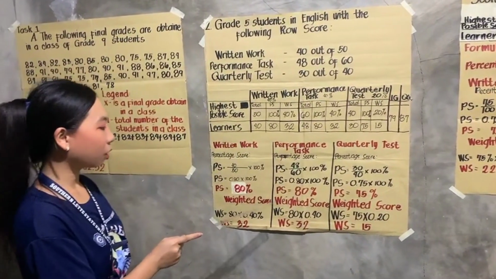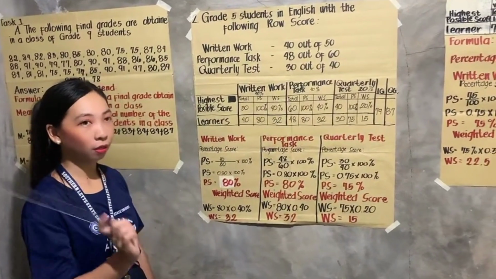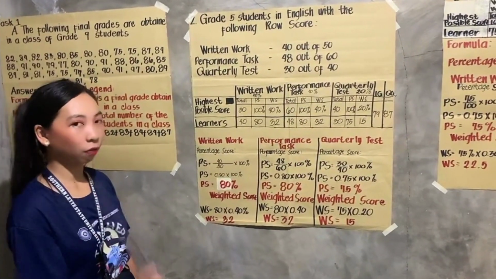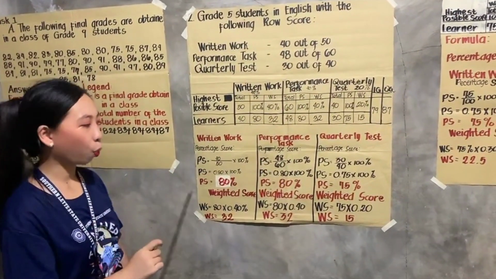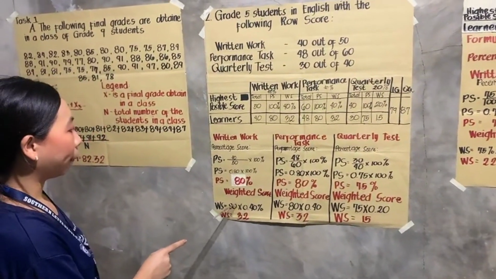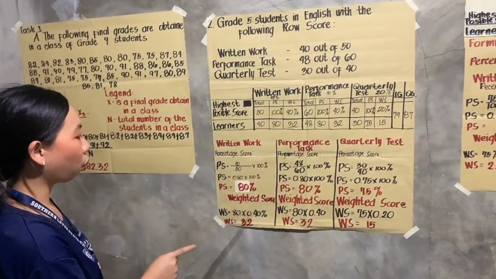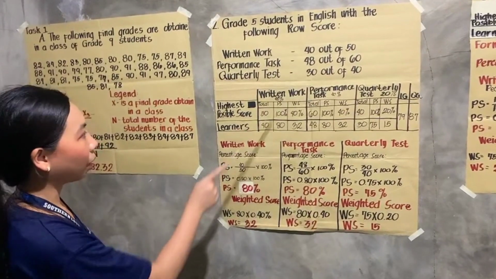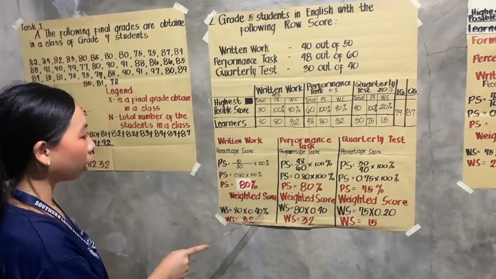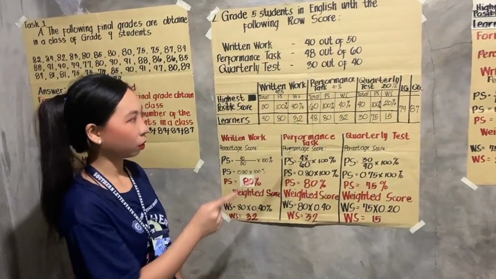In getting the weighted score, we're still going to use the same method or the same formula as the previous one that I've used. So the percentage score multiplied by 40% for the written work. So that will be 32, which is this.